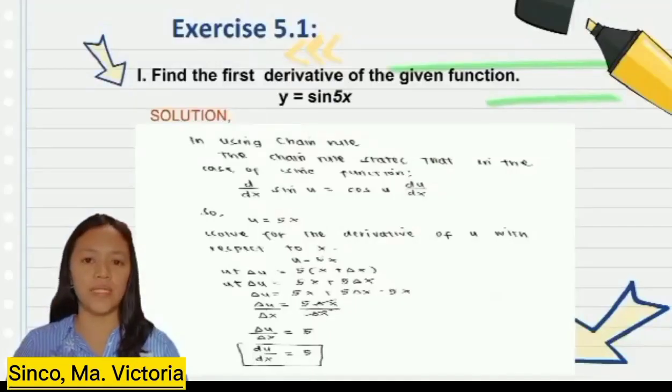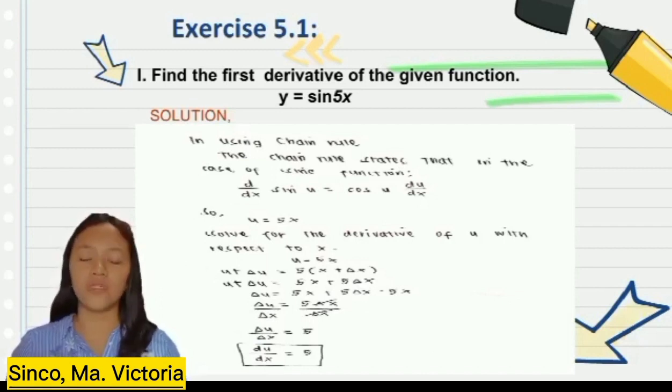Exercise 5.1, Roman numeral 1. Find the first derivative of the given function y equals sin 5x. Solution. Using the chain rule, in the case of the sine function, the derivative of sin u is equal to cos u times the derivative of u with respect to x.